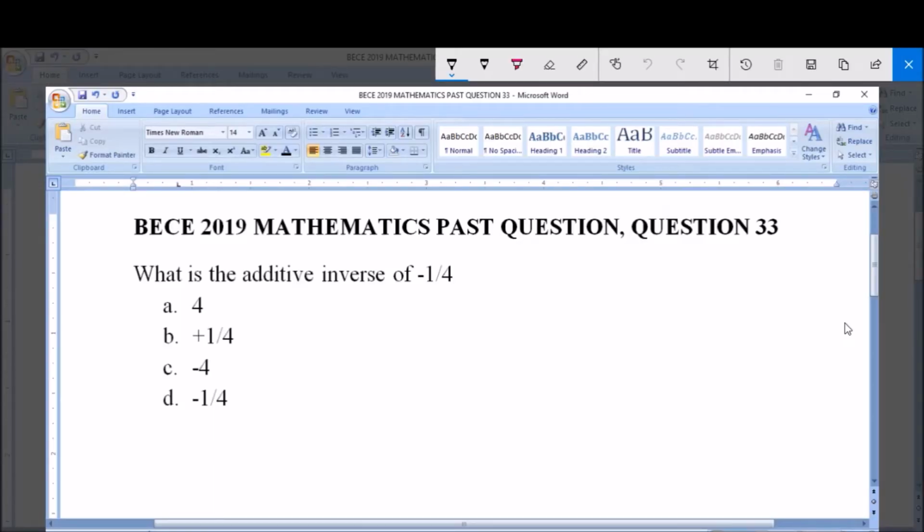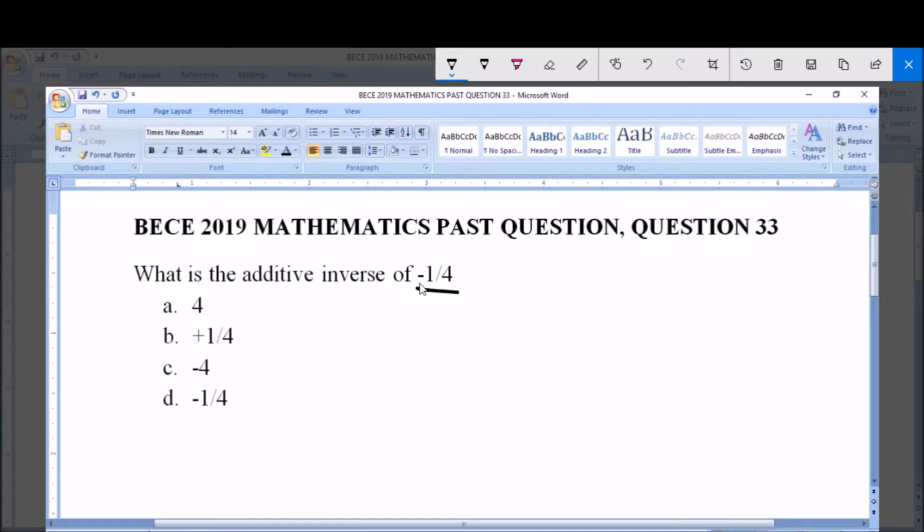Today we're going to be dealing with BECE 2019 Mathematics past question, question 33. What is the additive inverse of minus 1 over 4? A, 4. B, plus 1 over 4. C, minus 4. And D, minus 1 over 4.